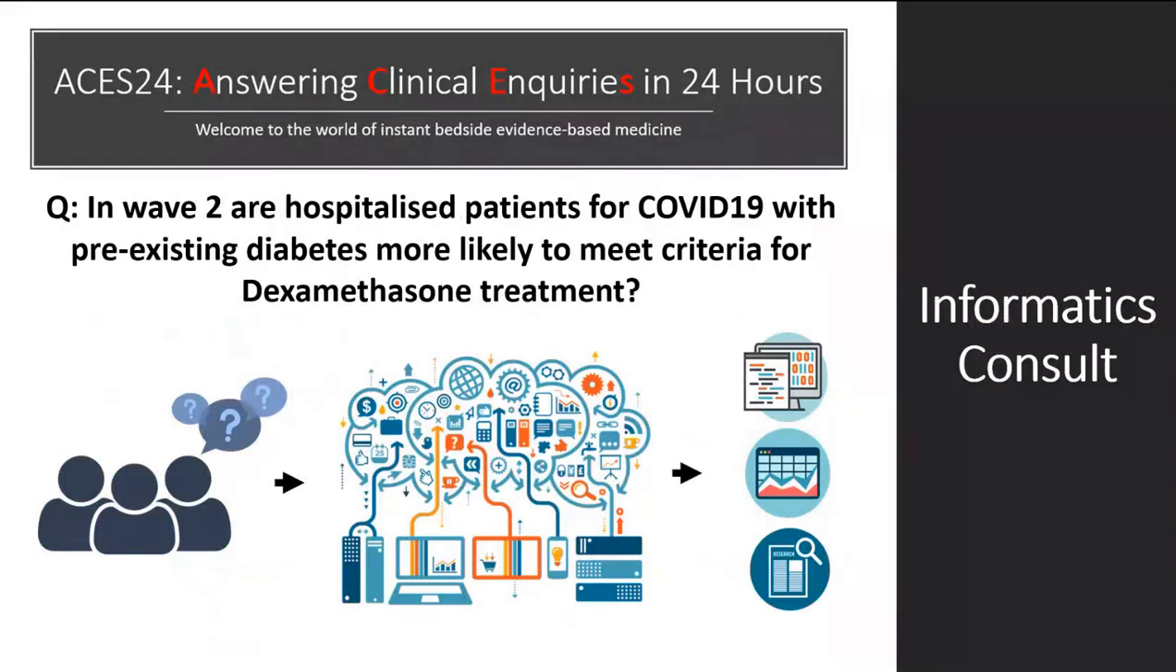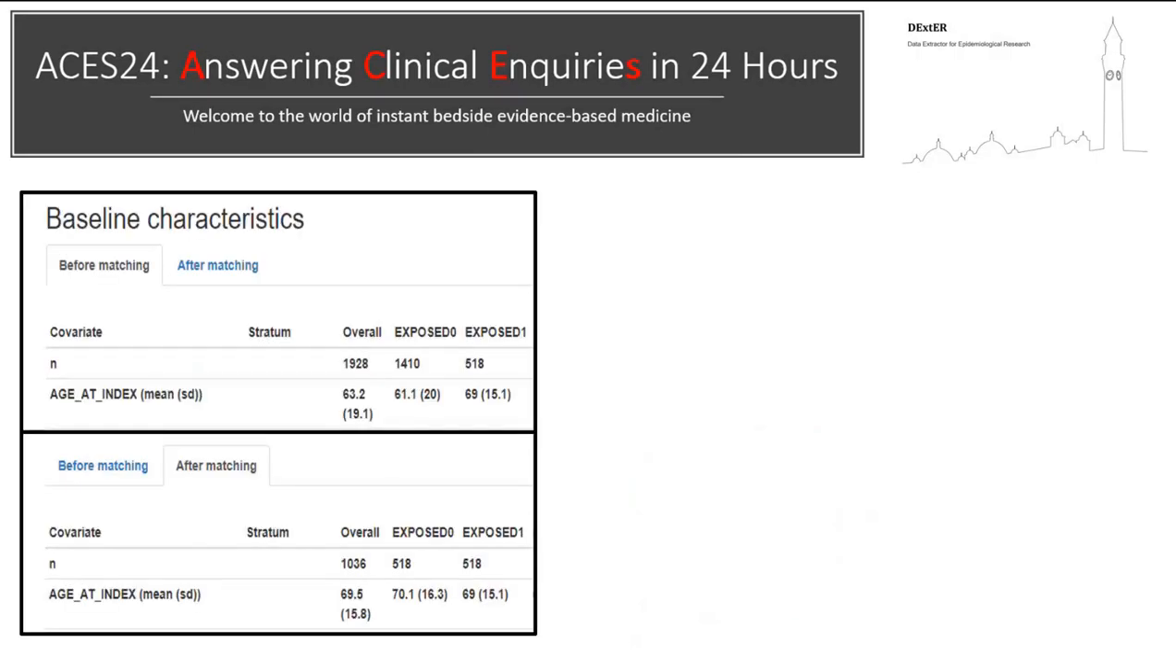If you ask in Wave 2, are hospitalized patients with diabetes more likely to receive dexamethasone if they have COVID, as opposed to people who do not have diabetes but end up with COVID? We showed in UHB data there were 2,000 COVID patients. There were 518 people with diabetes and 1,400 COVID patients without diabetes, but you can see their age is different, and so was their biochemical profile.